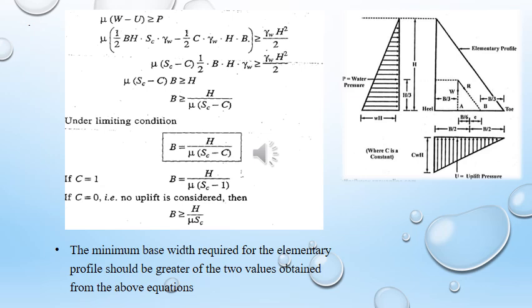So, now here two equations are available. The first is for no tension and the other is for no sliding. So, the minimum base width to be provided is the greater of these two equations.